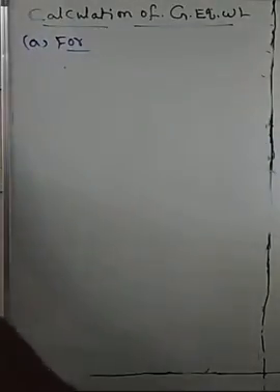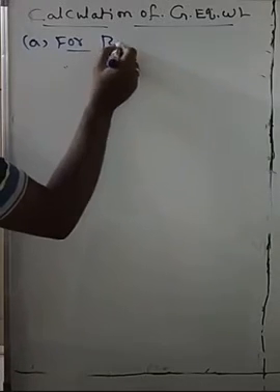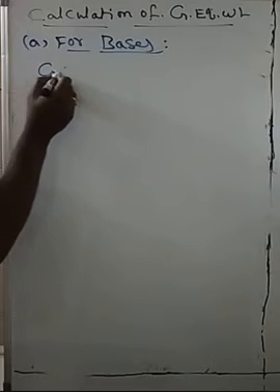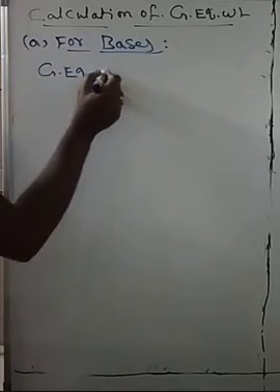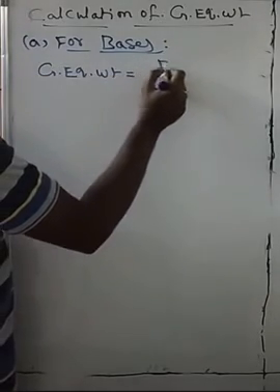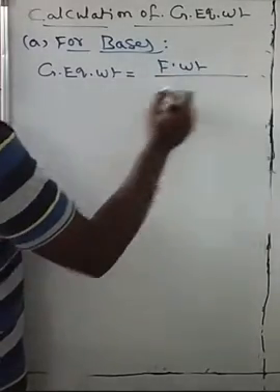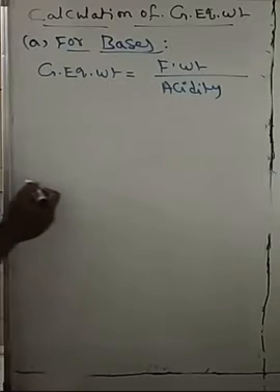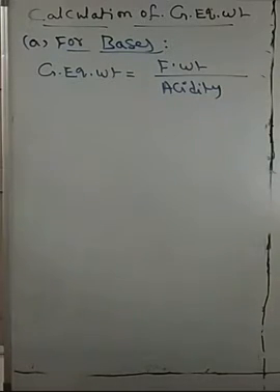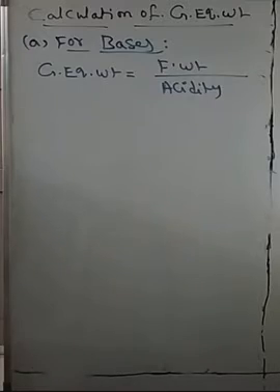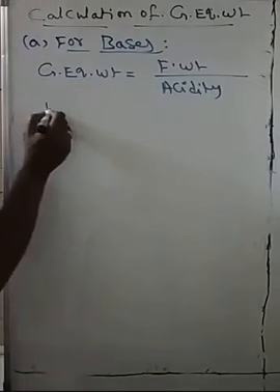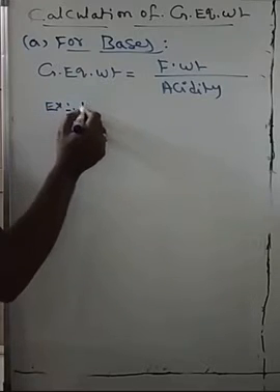Next, for bases. To calculate the gram equivalent weight for bases, it is equal to, again, formula weight by acidity. What is meant by acidity? The number of replaceable hydroxyl groups, that is OH groups, is called acidity.